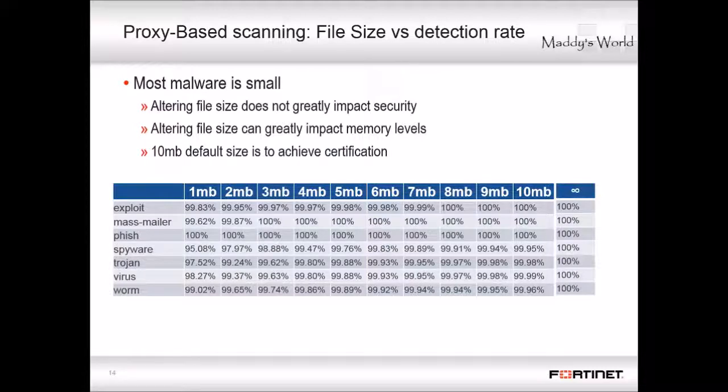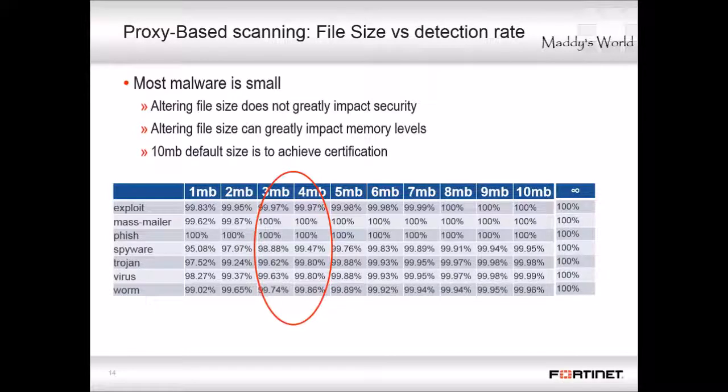Something that causes people a lot of confusion is the default oversized file limit. The simple fact is that most viruses are very small, so changing this value does not have as big an impact on security as people think. The default of 10 megabytes is set in order to achieve some of the device's certifications. In order to achieve 100% detection across all categories, you would need to be able to buffer and scan an infinitely large file. Seeing as all firewalls have limited memory capacity, that's not possible.